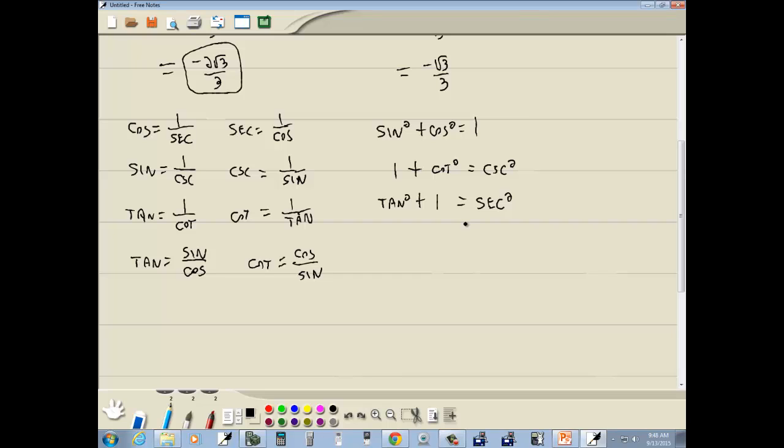Remember the sine, cosine, well, all the trig functions, you can add or subtract 2 pi or 360 degrees, but even more than that, for tangent and cotangent, you can add pi or subtract pi, or you can add 180 degrees or subtract 180 degrees.